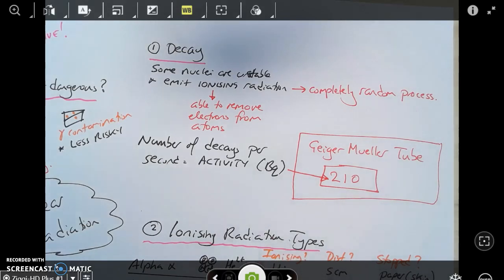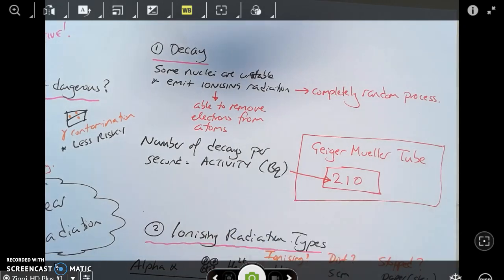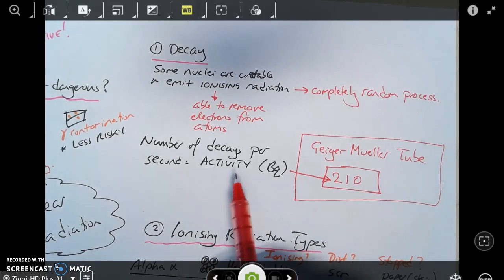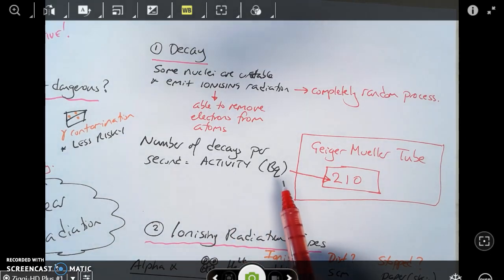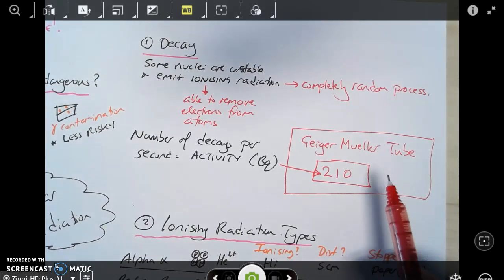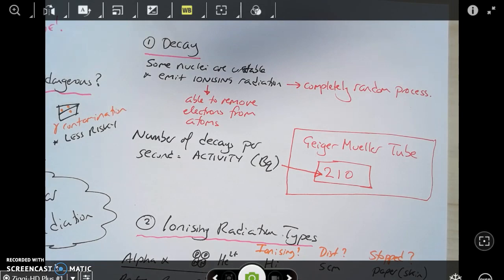Something you need to know about decay is that we can measure it, and we measure it by looking at the number of decays per second. The number of decays per second means the number of nuclei that have decayed in that 1 second, and we call that the activity. And we measure it in becquerel, and the symbol we use is Bq. There's a device we use to measure that called a Geiger-Müller tube, and on the Geiger-Müller tube it will give you a number, and that number tells you the activity or number of decays per second.